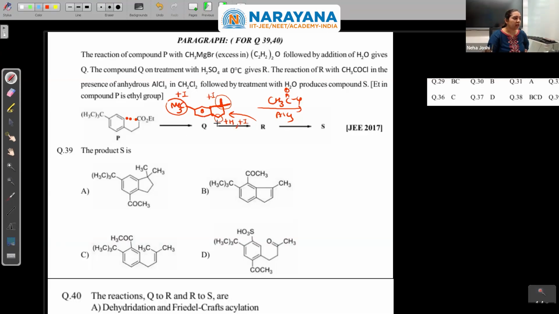So who will be the winner? This is the winner, which will control the attack. That will be ortho-para. One ortho is blocked, para is blocked. I am not left with any other position but this. You got the point? So here it will be attacked. This acylation will bring COCH3 here, and CMe3 stays. So S should be this.